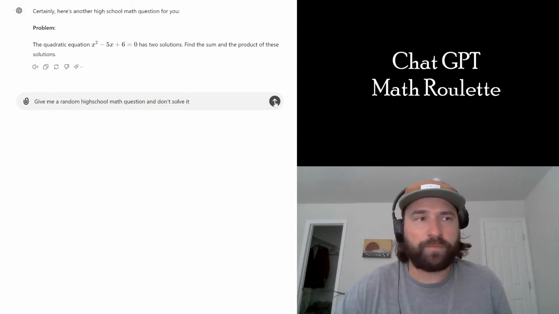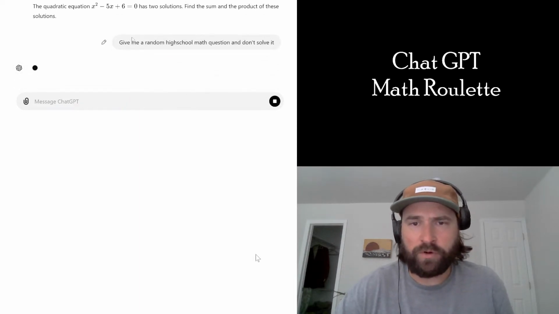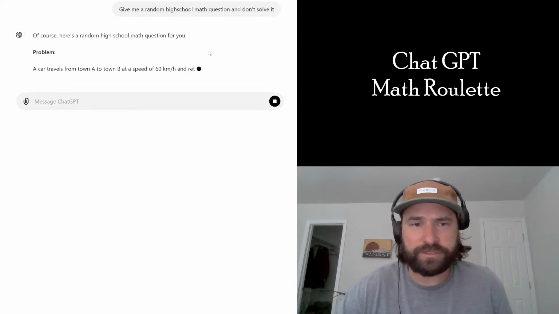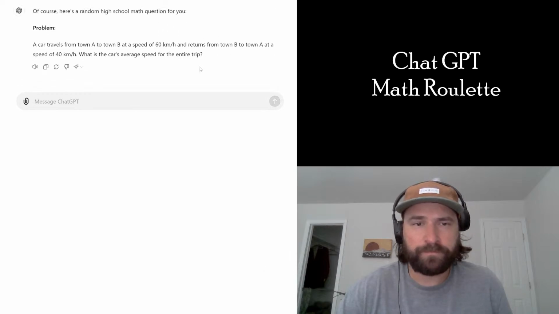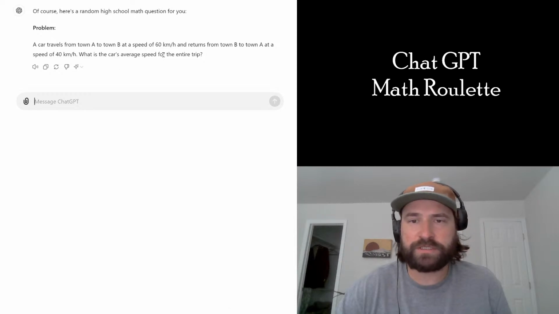All right, let's get another GPT math question. Want a random high school math question? Give it to me. All right, a car travels from town A to town B at a speed of 60 kilometers per hour and returns from town B to town A at a speed of 40 kilometers per hour. What is the car's average speed for the entire trip?